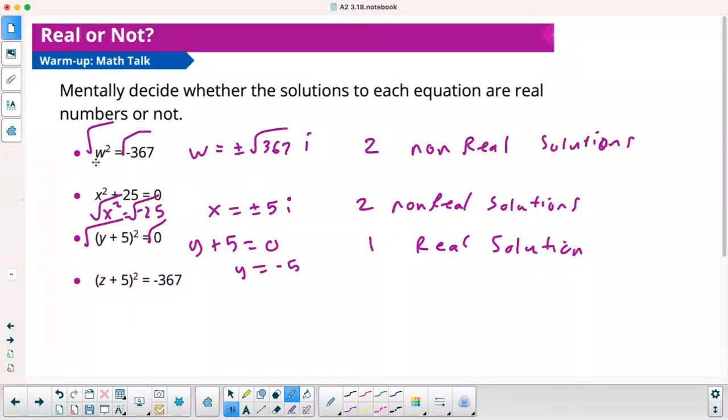Over here, this is kind of just like the first one. You square root. So obviously, once I square root a negative, I'm going to have two non-real solutions. And I'm just going to stop. I'm not going to go all the way on that one and find the actual solutions, because it just says mentally decide whether they're real numbers or not. So obviously, once you got this negative under a radical, we know that there's no real solutions there.